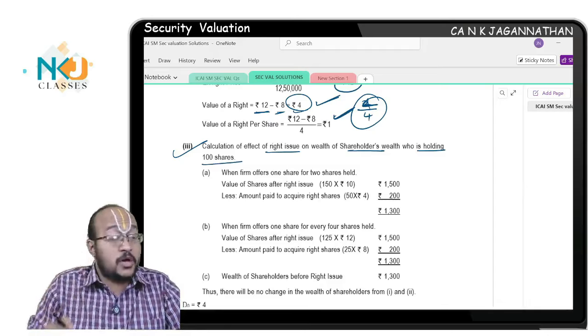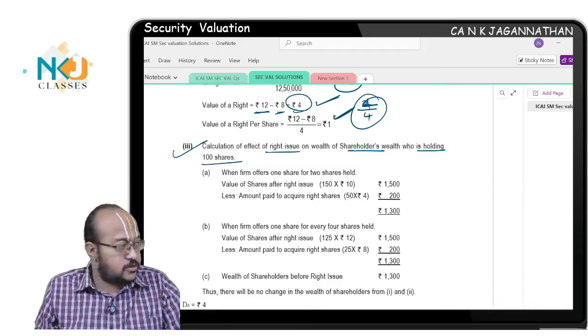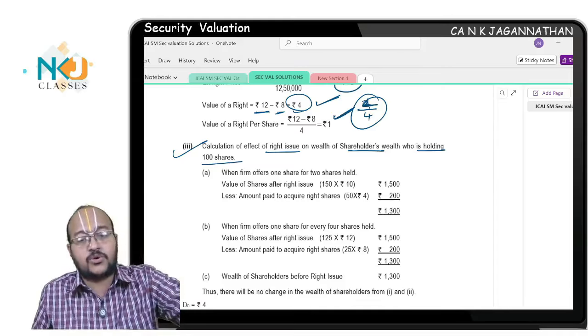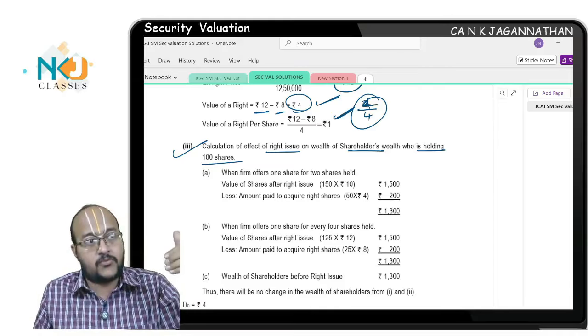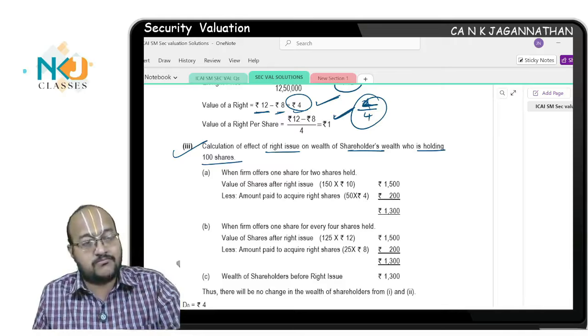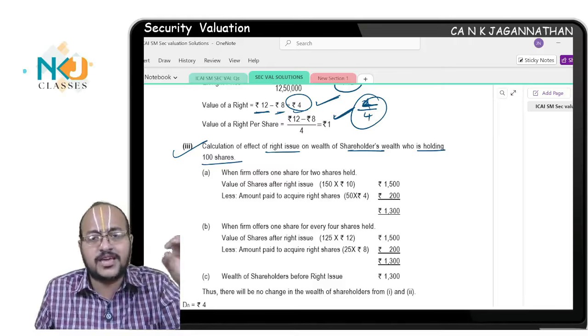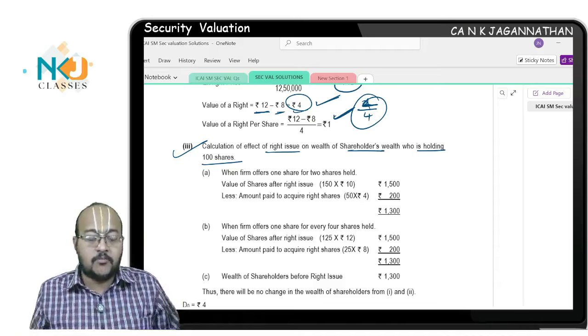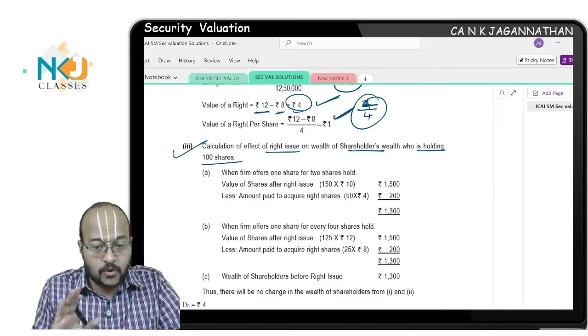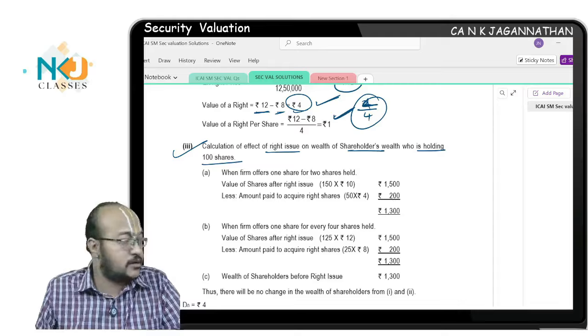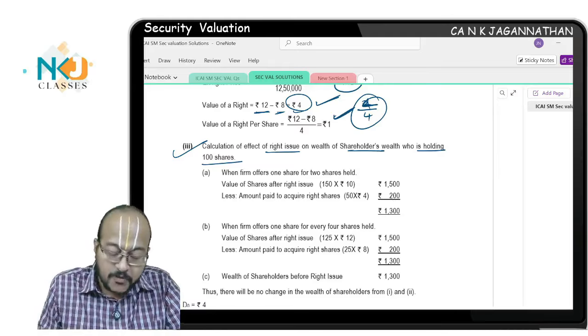In the rights issue, if the company comes up with a rights issue and you subscribe to it, you will not lose wealth. Or if you renounce your right in favor of some other person, then also you will not lose any value. But if you sit idle and don't do anything, then you will lose the value. That is the crux of the rights issue discussion, correct? We will see how it impacts.